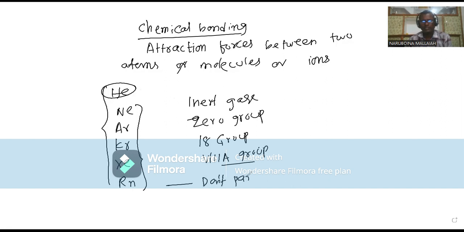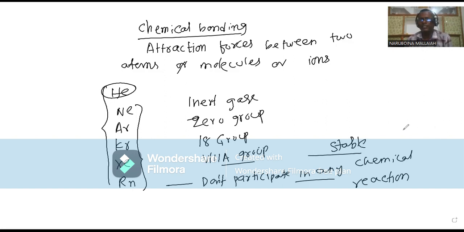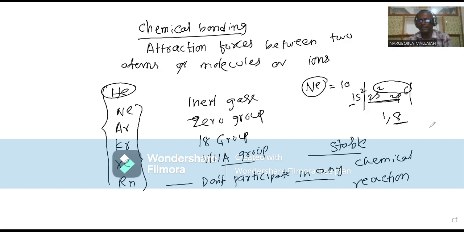They don't participate in any chemical reaction, meaning they don't produce any compound or molecule. That means they are stable. This can be concluded from observing the electronic configurations. Let us observe the configuration of neon. Its atomic number is 10. It has configuration 1s2, 2s2, 2p6. This is the second orbit, so 2 plus 6, 8 electrons. So in the outermost orbit, neon has 8 electrons.